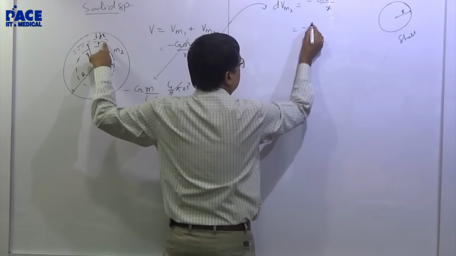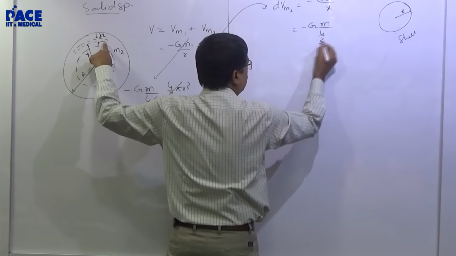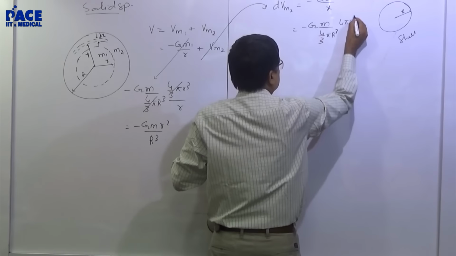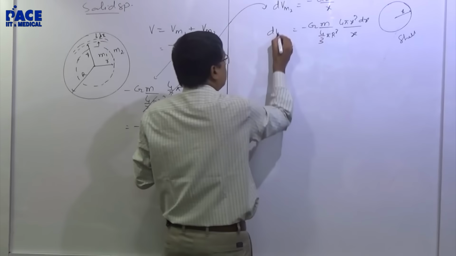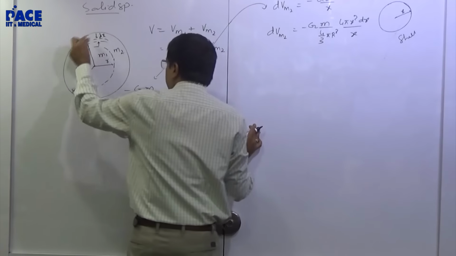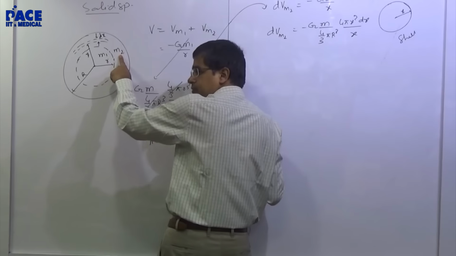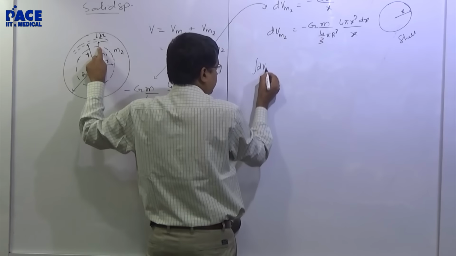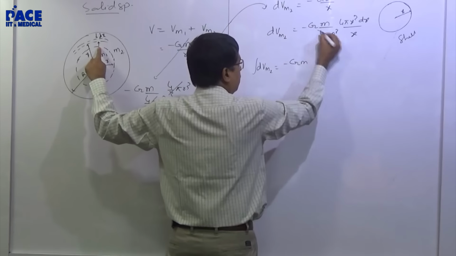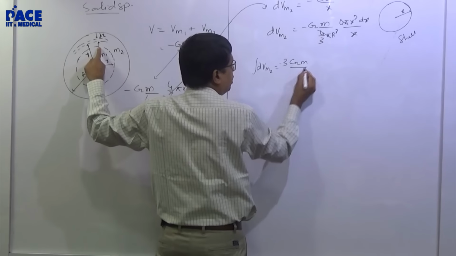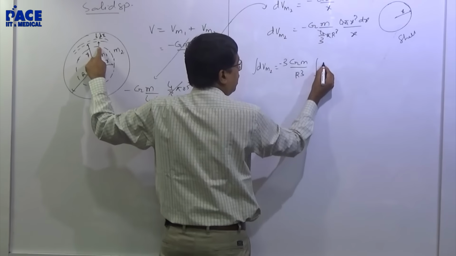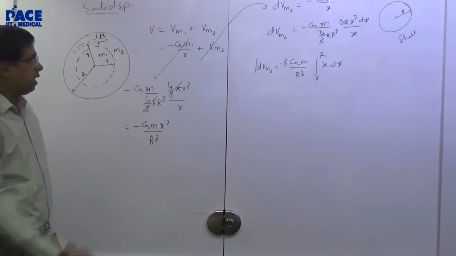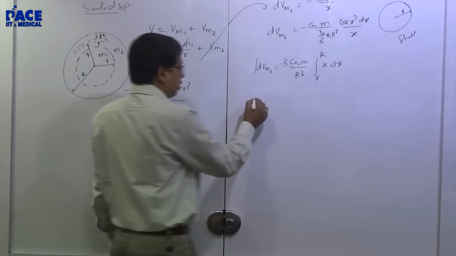It will be minus G, mass per unit volume 4 by 3 pi R cube, into the volume of the shell 4 pi x square dx, upon x. This will be the potential due to a thin spherical shell taken in m2. This will be the potential on the surface, and inside it will be the same. Integrate this potential. Minus G m, 4 pi will go, 3 will come to the numerator, R cube integral x dx. Least value of x is small r, maximum value of x is capital R. You are going from small r to capital R.